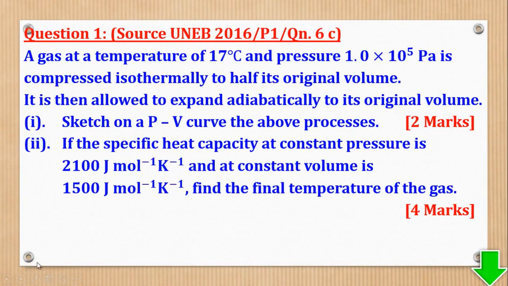Roman 2, they said, if the specific heat capacity at constant pressure is 2100 joules per mole per Kelvin and at constant volume is 1500 joules per mole per Kelvin, find the final temperature of the gas. These ones will help us to get the gamma, or the ratio.